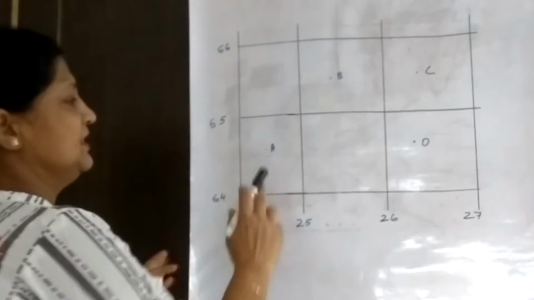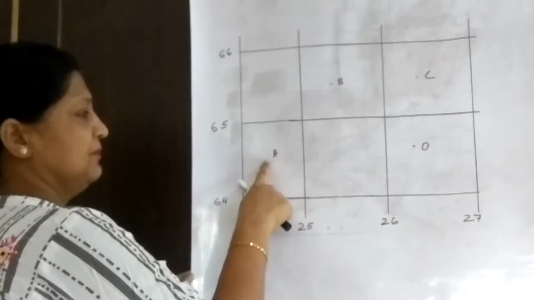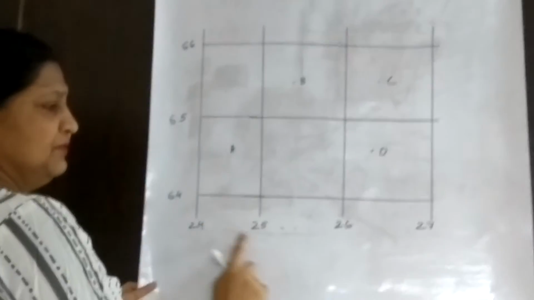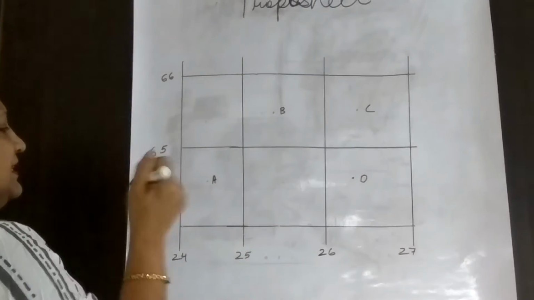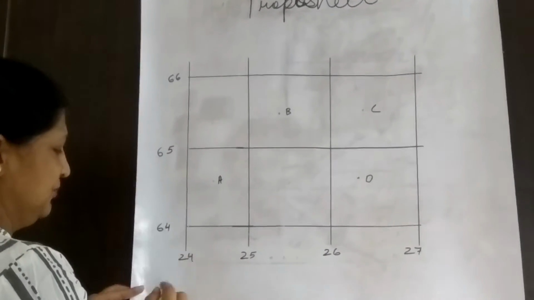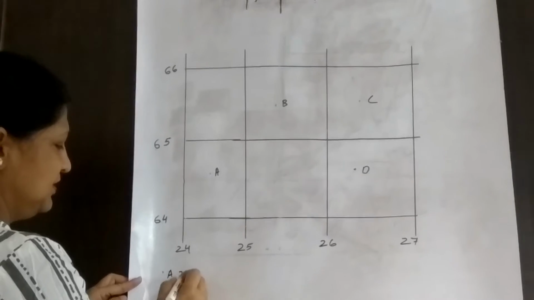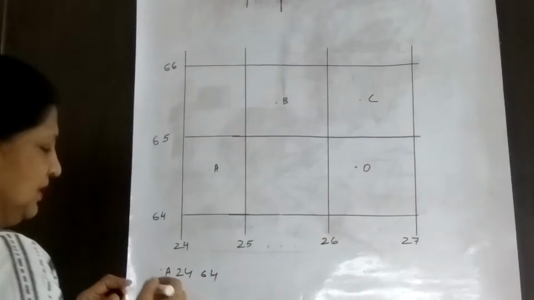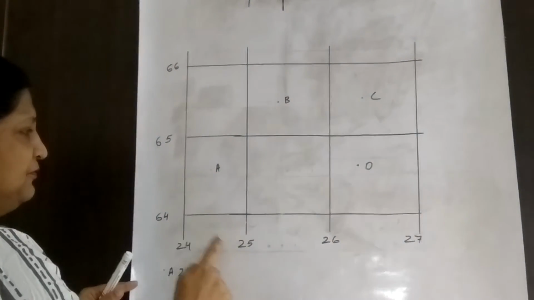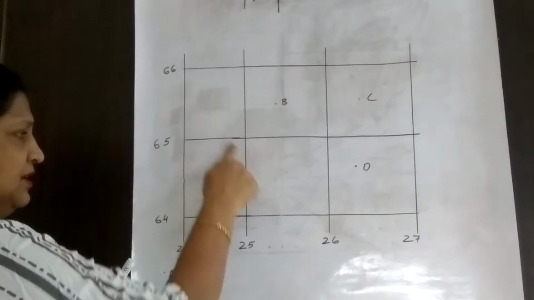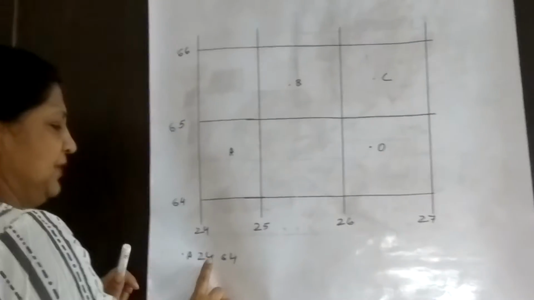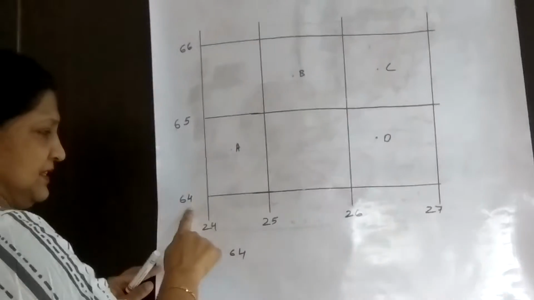Now how do we write the 4 grid reference? If you see point A, I have marked a point A. Point A means this grid. This number is taken first, and after that we take this number. Now this number is 24. Point A means 24 and 64. This grid is 24 and this grid is 64. So point A lies between grid numbers 24 and 64.